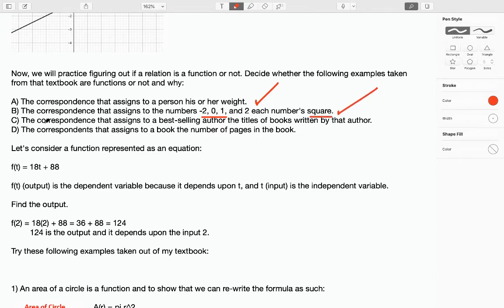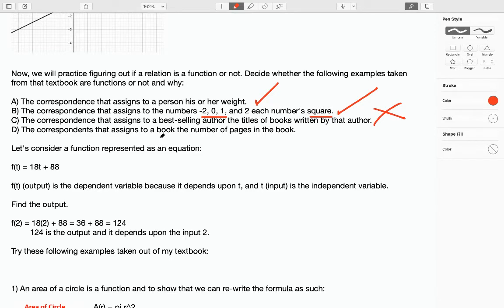So yeah. C, the correspondence that assigns to a best-selling author the titles of books written by that author. And you thought they were all gonna be functions? No, of course not. A best-selling author might have many different titles of books because they wrote many different books. So no, that is not a function.